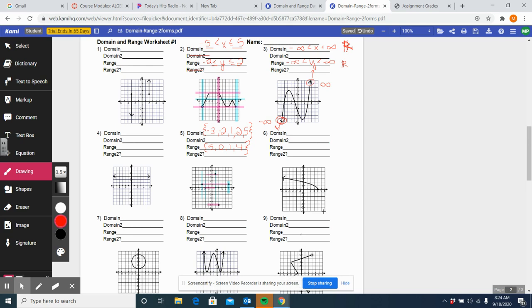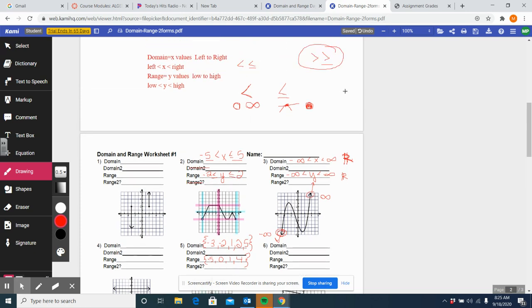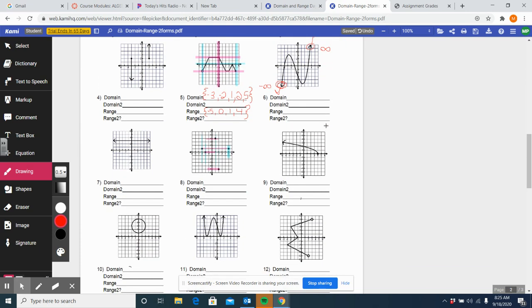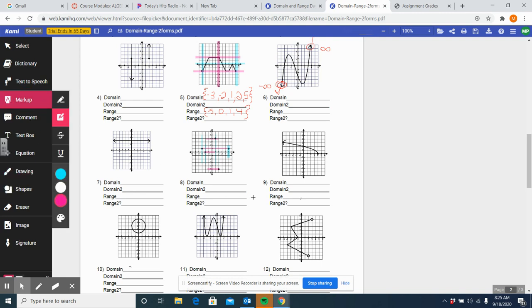Okay, so let's do this guy right here. This is where these greater thans can play effect. So looking at your domain, so remember left to right, okay? The left point is an arrow. So what does that mean? That means that it is going to go on and on to negative infinity, okay? Because it's going to the left. Those are all negative numbers.